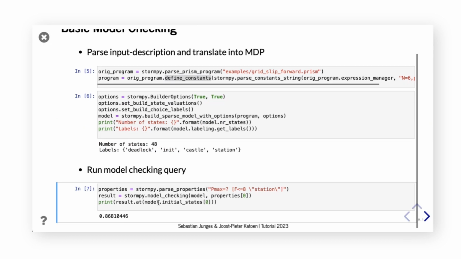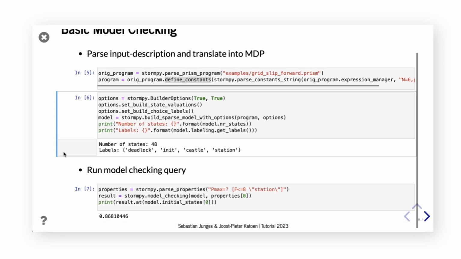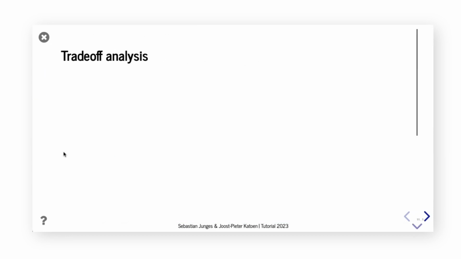And now if you also want to run a model checking query, you can parse a property like before, and you can call the high-level model checking API, and that will then provide you with the result here. So far, that's very similar to what you would have done with the command line.